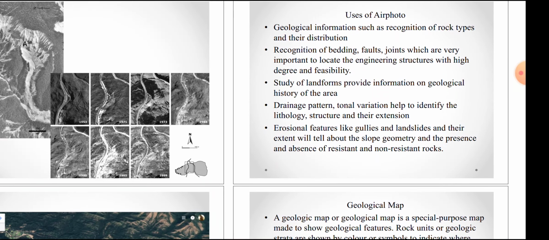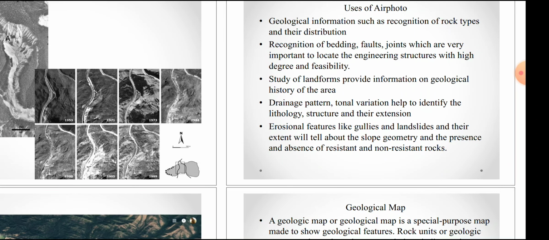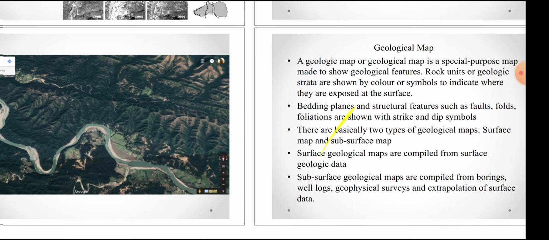Uses of air photo. Geological information such as recognition of rock types and their distribution, recognition of bedding, faults, joints, which are very important to locate the engineering structures with high degree of feasibility. Study of landforms provides information on the geological history of the earth. Drainage patterns and tonal variation help to identify the lithology, structure and their extent. Erosional features like gullies and landslides and their extent will tell about the slope geometry and the presence and absence of resistant and non-resistant rock.